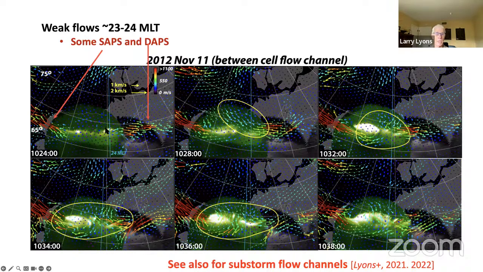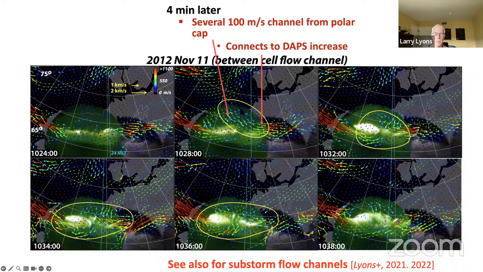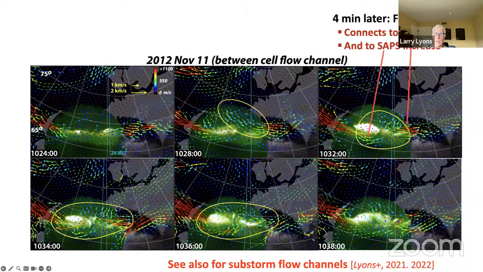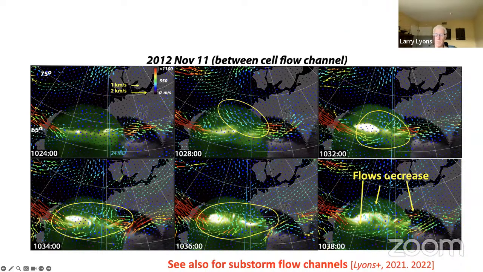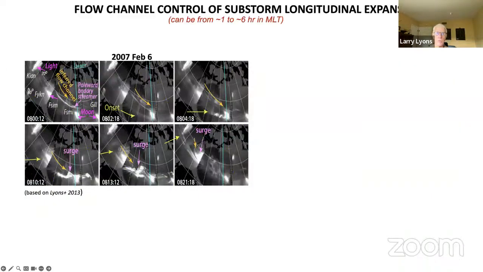And we see nothing much coming in from the polar cap. But then a little later, we see a flow channel coming in from the polar cap, connects to the DAPS. A little later, we see it connecting to the DAPS forward of the dusk side oval, and then equatorward of it in the SAPS region. And that continues for a few minutes. Then when the flow coming in from the polar cap goes away, the connection and the flows in the SAPS and the DAPS region go away with it. So this really happens.